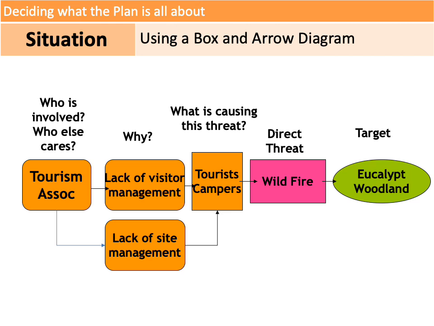Might be the tourism association. You can start to think about not just trying to address the specific threat or the direct threat, which is fire, but what are the things causing it, and who are the people involved. So there's different places where you could potentially think about intervening here. So you might be able to work through the tourism association. You could work directly with the tourists and campers. You might work with the agency who's managing the site. So it just helps you think about what's going on.